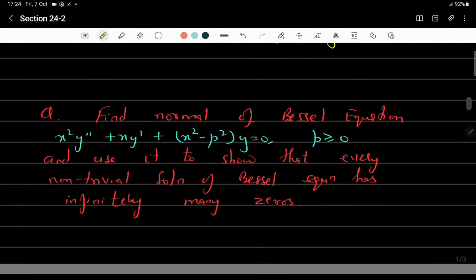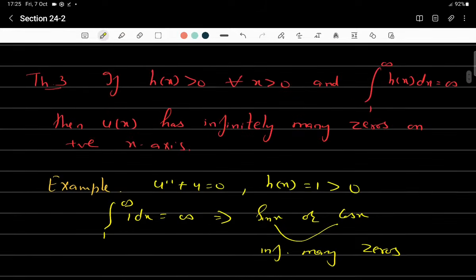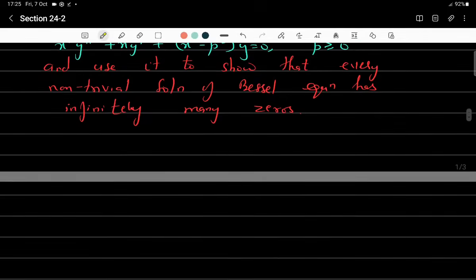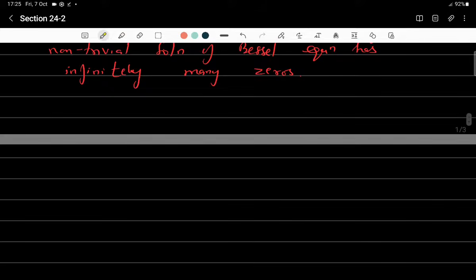Now we will use these theorems to answer two questions. The first one says: find the normal form of the Bessel equation where p is a constant and it is greater than or equal to 0, and then use the normal form to show that every non-trivial solution of the given equation has infinitely many zeros. So it means that we have to use this theorem. But to use this theorem, first let's talk about the normal form.